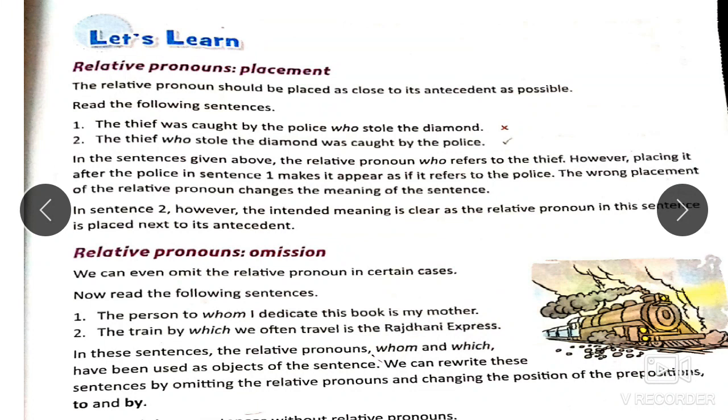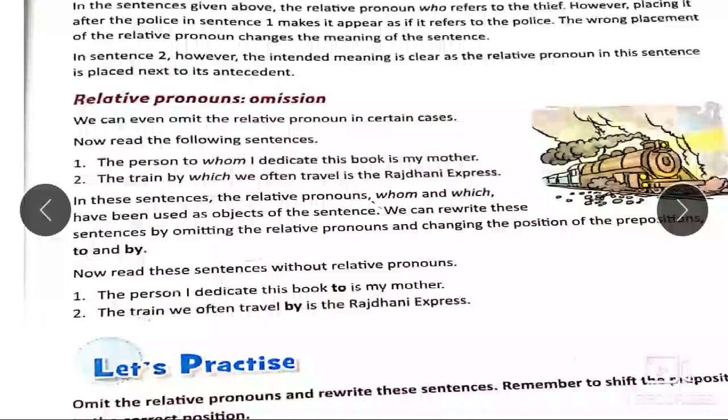Hence, placement of relative pronouns is to be done very carefully. It should be connected with the correct antecedent, and omission of relative pronouns also should be done correctly, and the preposition should be placed in the right place so as to form grammatically correct sentences. You see, the examples are given here. The person I dedicate this book to is my mother. The train we often travel by is the Rajdhani Express. So these are the sentences where the relative pronouns are omitted and the prepositions are moved so as to form correct sentences.